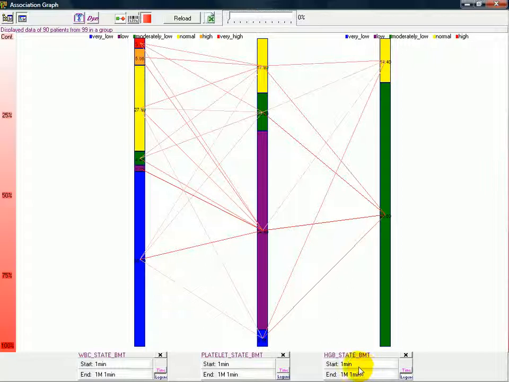You will recall that in our original group, there were 127 patients. Of these, 99 fit the data criteria, and of that group, 90 patients had the relevant data for the three clinical concepts. The association graph shows the data, which is expressed graphically and statistically.